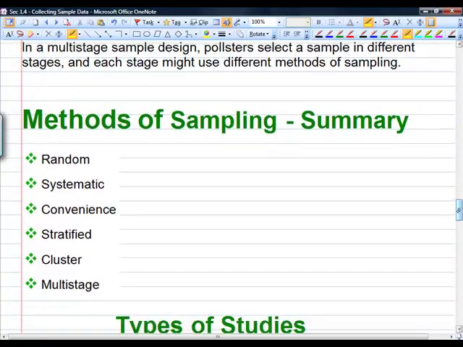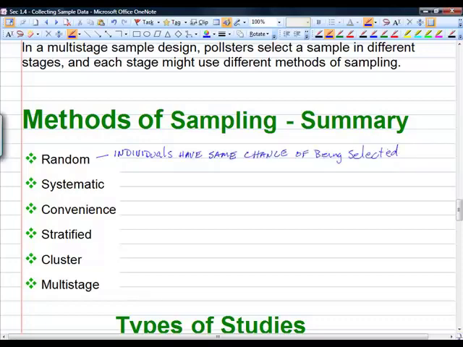So here are all the different methods of sampling that we have. Let's see if we can remember what some of the important characteristics are. Random sample, what identifies that? Individuals all have the same chance of being selected. Systematic sampling, how does that work? Select every, we'll call it kth, because it could be first, second, third, whatever. Does that make sense to you, the kth subject?